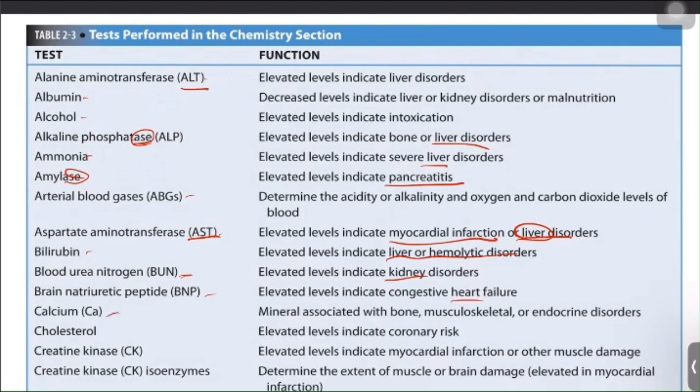Calcium, of course, for your bones. Cholesterol for your coronary risk of diseases. Creatinine kinase or CKase depends on the isoenzyme. So you do have CKMB, MM, and BB. More so your CKMB is being used for your myocardial infarction. This means muscle and brain.